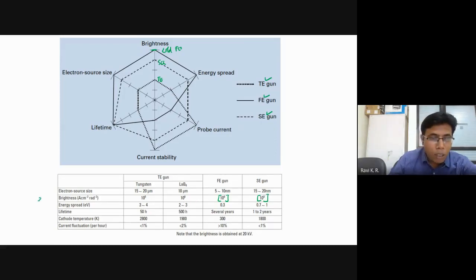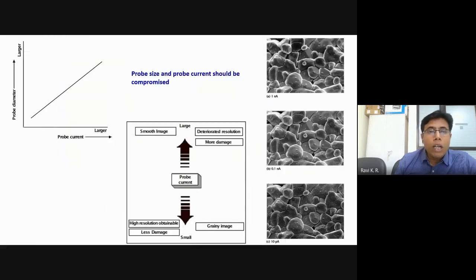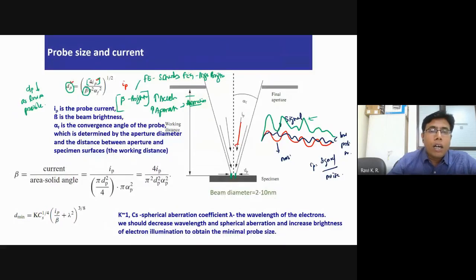Let's say use 20 kV. This is going to have some brightness, this is going to have some other brightness, and this some other brightness value. At a constant voltage, you start getting different brightness levels depending on the electron gun also. That is the reason I said you have to talk only in terms of a particular microscope. So this is the brightness. You can increase it by increasing voltage, but again the probe diameter is going to increase, and we don't want to increase the probe diameter.